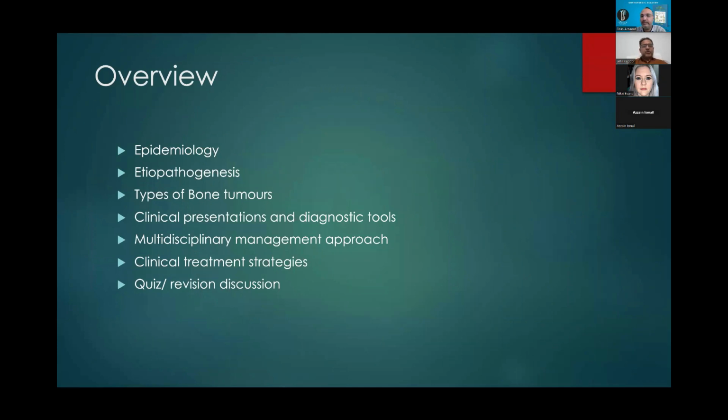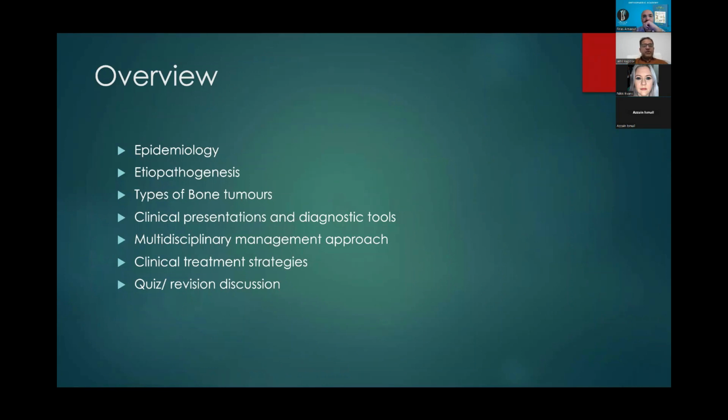Today's talk, as an overview, we're going to be talking about the burden of bone tumor, the epidemiology. We'll discuss a bit about etiopathogenesis. We'll also broadly discuss what are the common and the not so common types of bone tumors that we encounter in our clinical practice. We're going to see how patients present and what are the diagnostic tools and modalities available for us to correctly diagnose them in a timely fashion.